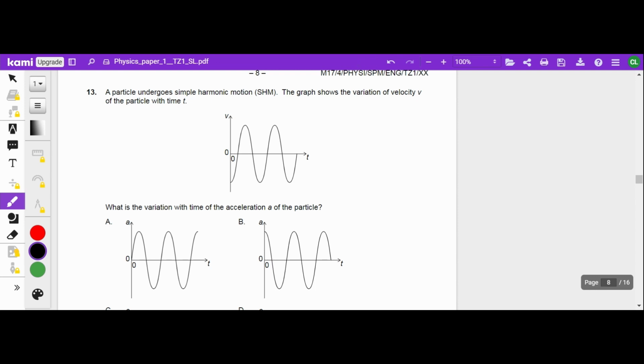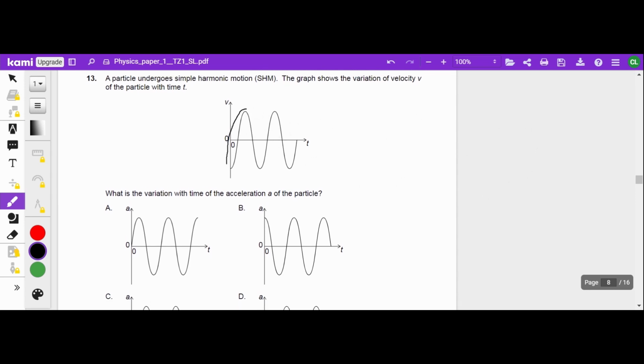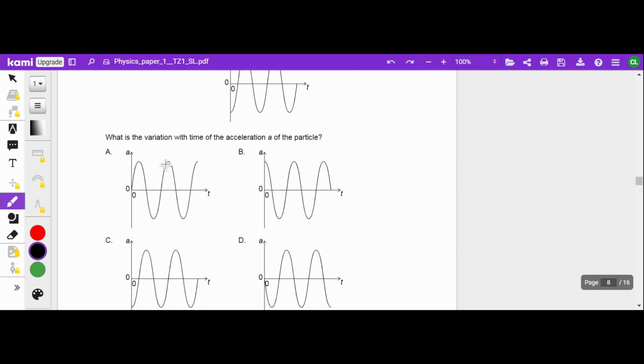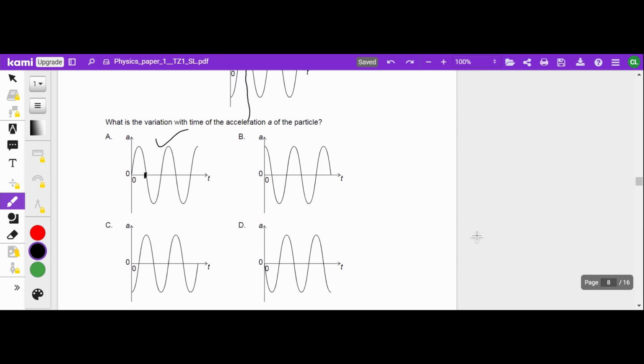A particle undergoes simple harmonic motion. The graph shows the variation of velocity v of the particle with time t. What is the variation with time of the acceleration a of the particle? Well, we can see at this part, the velocity has a positive gradient, so it's increasing. So that means the acceleration is also positive. So this is correct, at least until this point too. And at this peak here, that's when acceleration is zero, just like this here. And at this point, it's decreasing, so acceleration is zero. So this one still fits the criteria. So the answer is A.